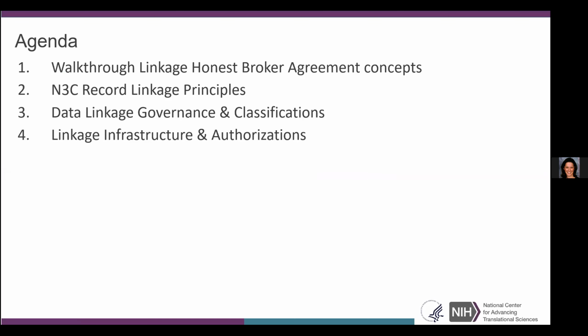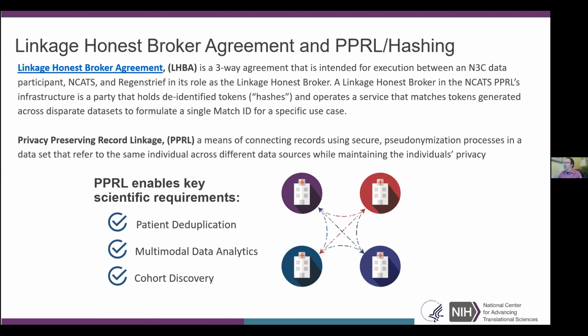Okay, so this is something that's coming to you all very soon, probably the end of this week or hopefully the middle of next week. We've actually changed the name of it. It's called the Linkage Honest Broker Agreement, or PPRL hashing agreement, out to the community. And I wanted to go over this. I'll be talking about this a lot because we just want to make sure that this gets communicated to the community in general. So this technology that I'm going to talk about is basically to do three things.